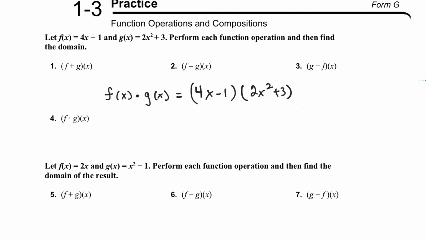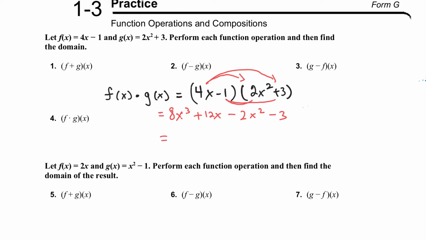So what is it going to require us to do? It's going to require us to do the FOIL method, and I'm going to show you here step by step. So we have 4x times 2x squared, which is going to give you 8x to the third power. You have 4x times 3, which gives you plus 12x. Now you're going to multiply negative 1 times 2x squared, which gives you negative 2x squared. And then we have negative 1 times 3, which gives you minus 3.